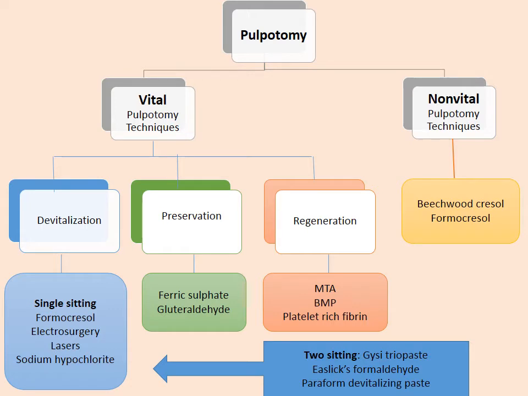So in the non-vital pulpotomy technique, we have beechwood cresol and formocresol. So this is a very important classification. Based on it, you have to decide upon the treatment plan.